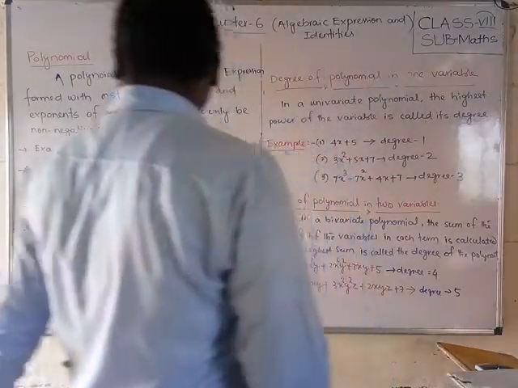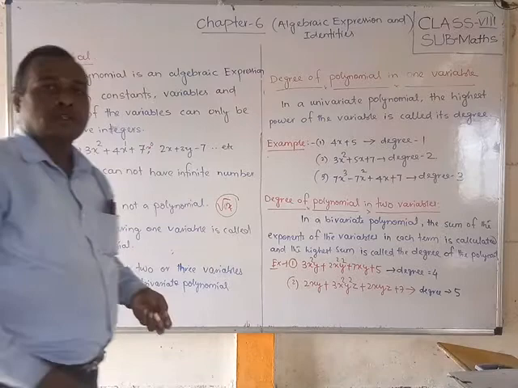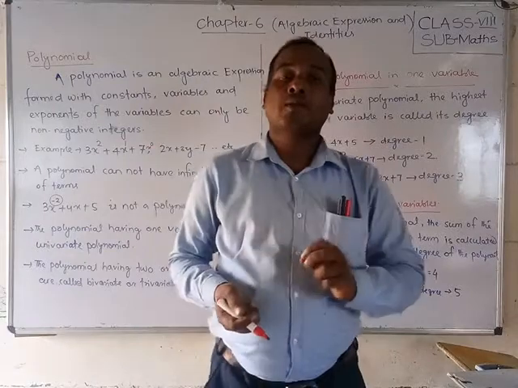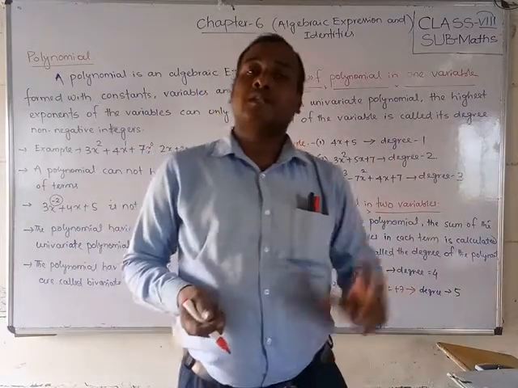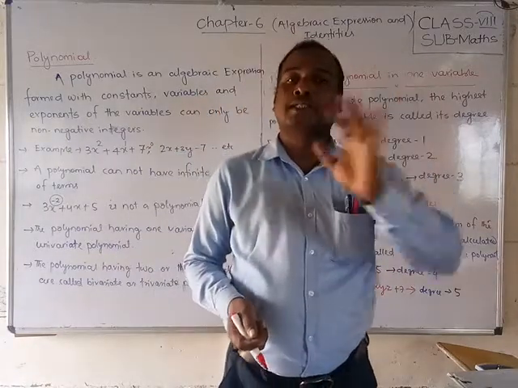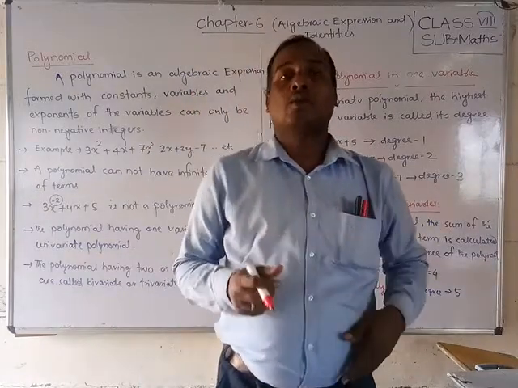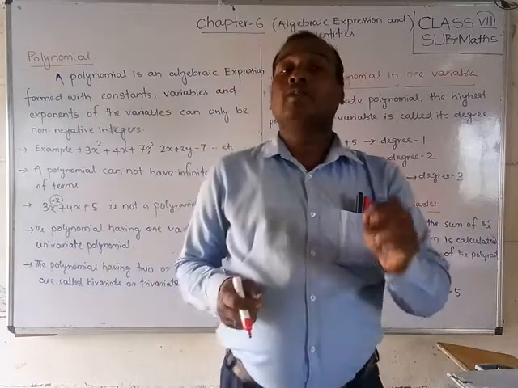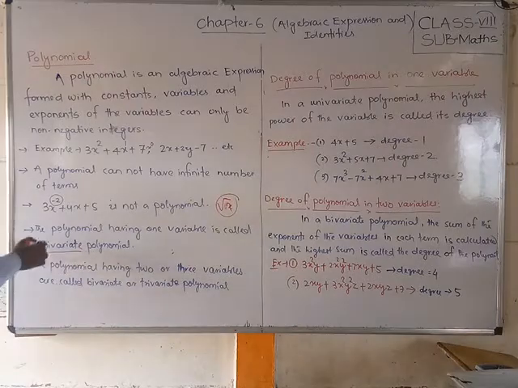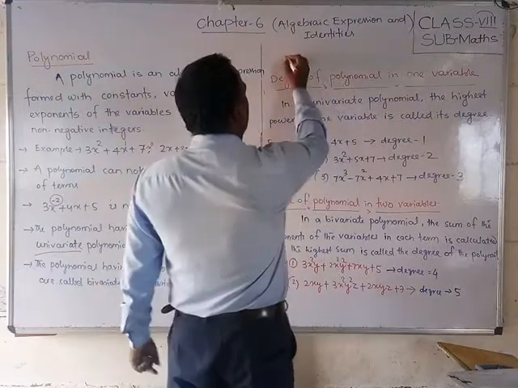Okay students, now a polynomial having one variable is called a univariate polynomial. Some polynomials have one variable, some have two variables, some have three variables. If a polynomial contains only one variable, suppose only x, or only y, or only a, then such polynomials are called univariate.